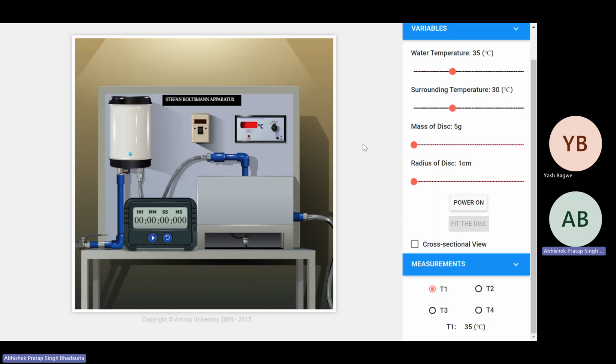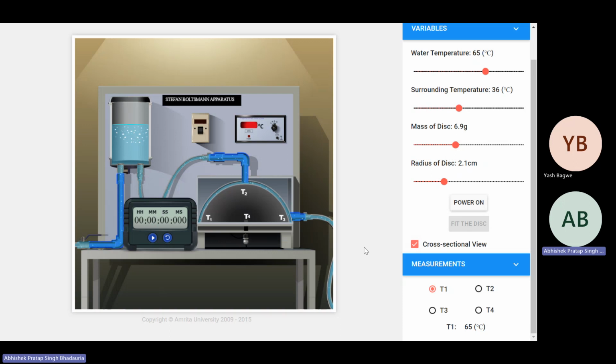Reset. Let's do the third one. Suppose I have taken the water temperature as 65, the surrounding temperature as 36 degrees Celsius, the mass as 6.9 gram, and the radius of the disk as 2.1 centimeter. Click on cross sectional view. I will click on power on. You can see I've achieved a steady state. T1 is 65, T2 65, T3 65.